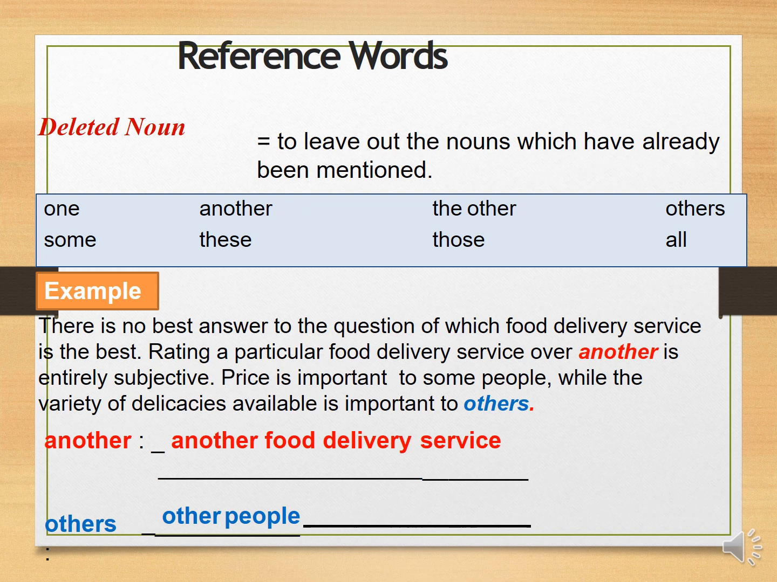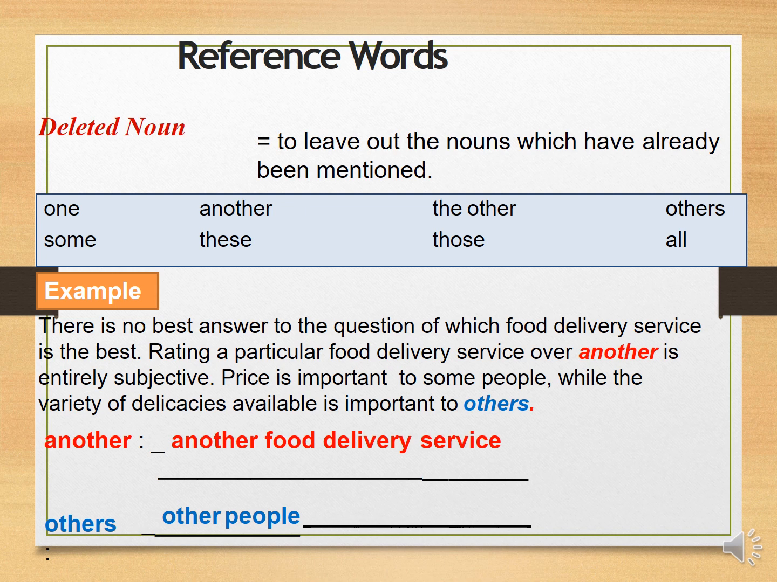These words can also be used as reference words. Okay, one, some, another, this, the other, those, others, and all. So notice that if the words are plural like this, those, others, the answer is normally plural. If one is a singular word, the answer is normally singular.